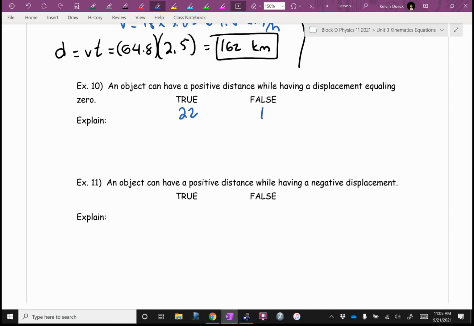Although I don't think you live 10 meters from here. But let's even go more simple. 2 steps forward. What's your distance? 4 steps. What's your displacement? Nothing. Okay. So let's go true. And as an explanation, how about 2 meters forward, 2 meters backward? That's 4 meters of distance, 0 meters of displacement. Are you okay with that? Okay, we convinced you? Yep, it's okay.